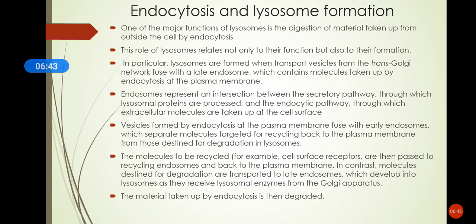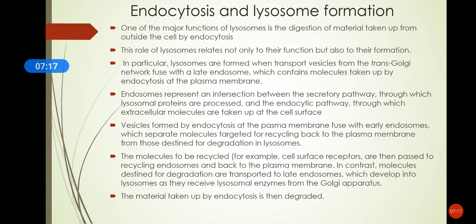In the early endosome there will be molecules that are taken up by the cell. If there are molecules to be recycled back, that is, some cell surface receptors have come in by mistake or some other things that need to be sent back, they are recycled back into the plasma membrane. But if there are other things that the cell wants to degrade, then they are transported to late endosomes.